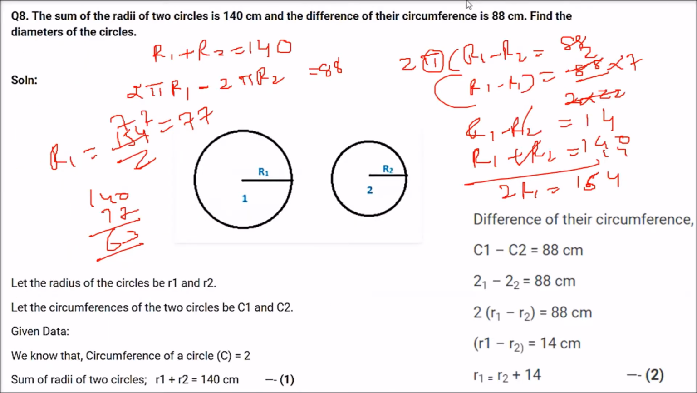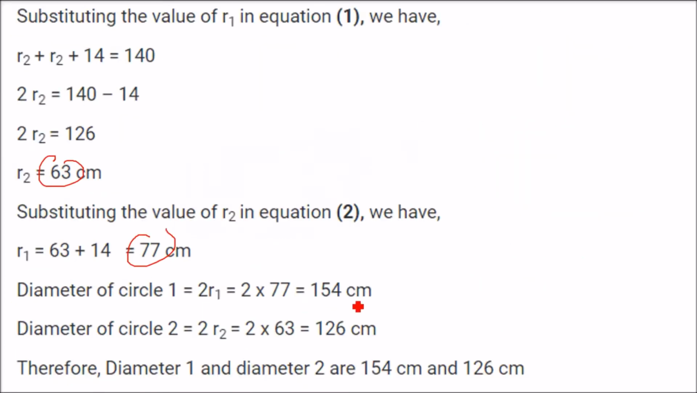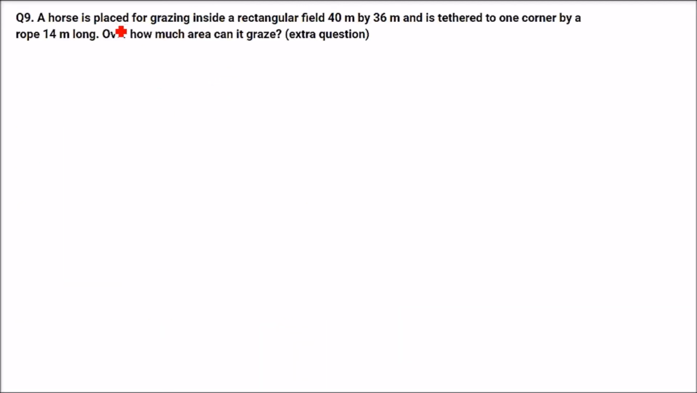Now we have to find out the diameter. Find the diameter of the circle. So we just have to take 2R1, and this 2R1 was 154. So the diameter of the first one of radius 77 is 154, and the other one is 63, so multiply it by 2. So this will be 126. 154 and 126 are the diameters of these two circles.